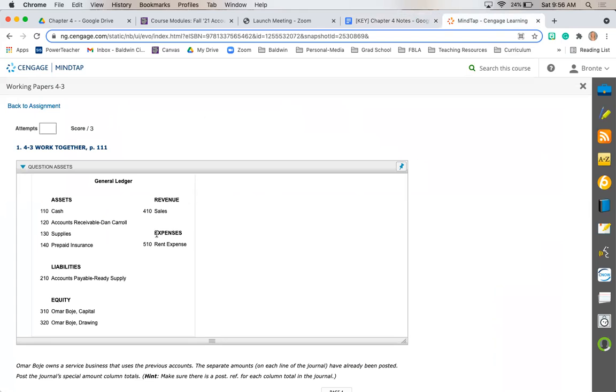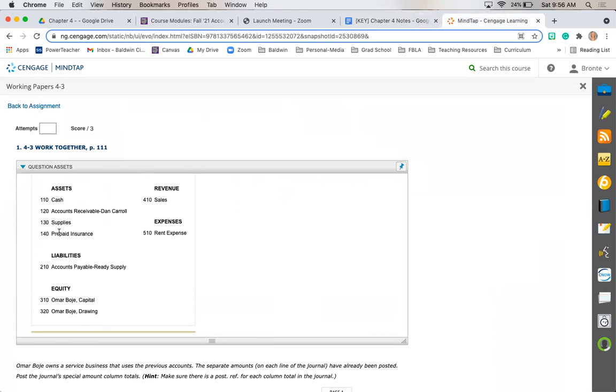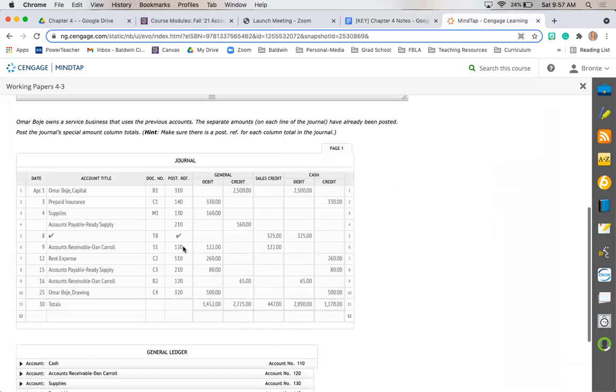So right here, we can see that we have our chart of accounts, nothing new: assets, liabilities, our 200 rows, equity accounts, our revenue account, and one expense account. So Omar is our service business still. And the separate amounts have already been posted. That's what we just did in 4.2. So all of our general debit and our general credit amounts are posted. If I don't know, I can look at my post ref column right here and see all the individual account numbers. So I'm going to go ahead and place check marks underneath both the general debit and credit. Now I'm going to post my three special amount columns.